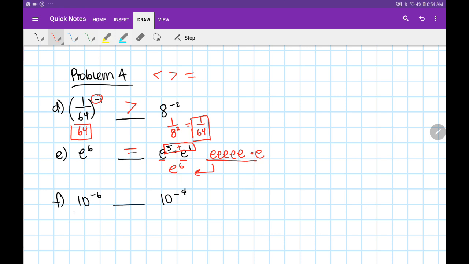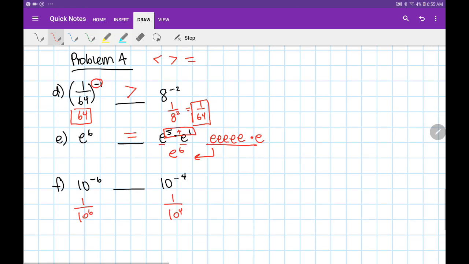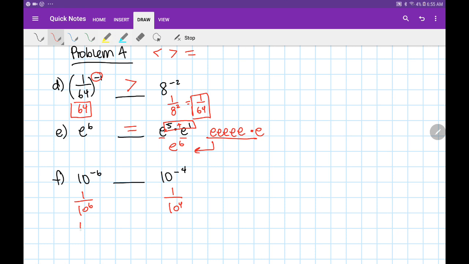All right, last problem. 10 to the negative 6, that's 1 over 10 to the 6th power, compared with 10 to the negative 4, which is 1 over 10 to the 4th power. So here's what's really going on. If I have 10 to the 6th, I have 10 times itself 6 times. That's basically 1 in a million. Whereas if I have 1 over 10 to the 4th, that's 1 over 10 times itself 4 times. That's 1 in 10,000. The guy on the left is much closer to 0. It's a smaller decimal.